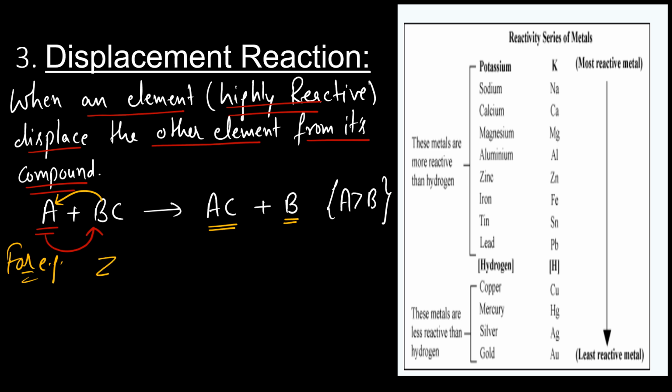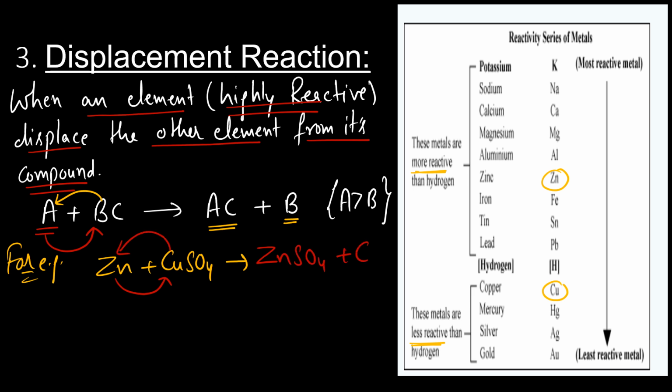Let's say I have zinc plus copper sulfate. Now we can see in this, here we have zinc while here we have copper, and these upper ones are more reactive elements and these lower ones are less reactive elements. So we can see zinc can easily take the place of copper. So what is it going to be? It's going to be zinc sulfate, and copper is going to get free from the compound.